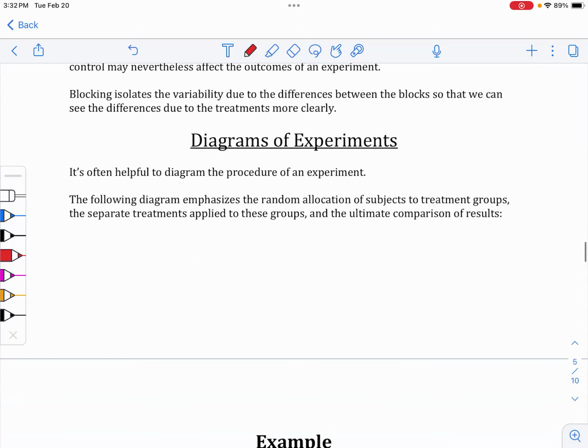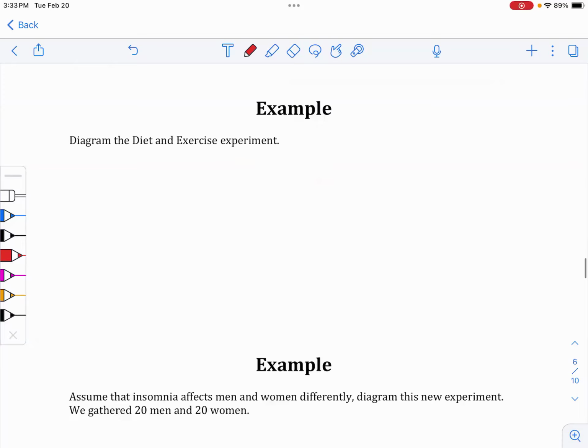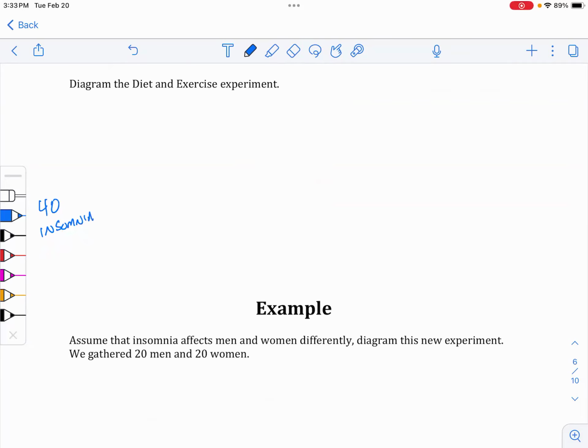Along those lines, the best way to identify and graph out an experiment is to diagram it. We're all about pictures. So I want to diagram out the diet and exercise experiment. We start with our 40 insomniacs. Then those go into treatment groups, which we've already listed, and we need to list them again.